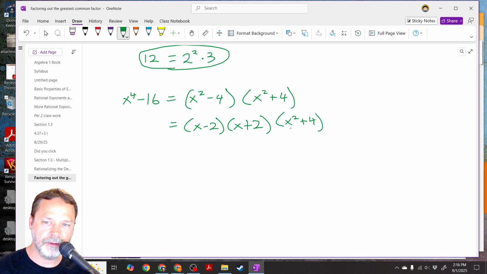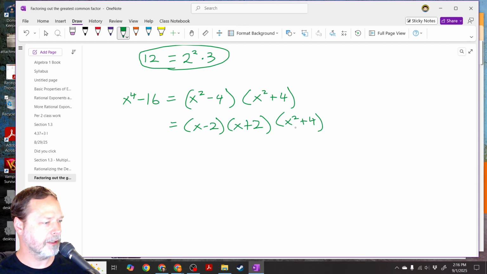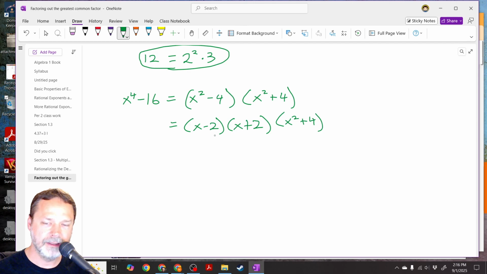It's like these are factors as small as they can go, and I can't factor them anymore. I can't rewrite x minus 2 as a product of anything. x plus 2 I can't write as a product of anything except 1 times x plus 2.